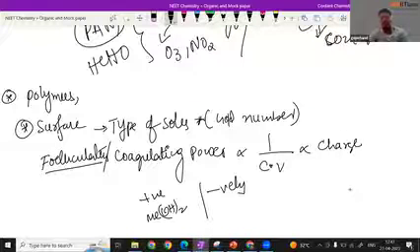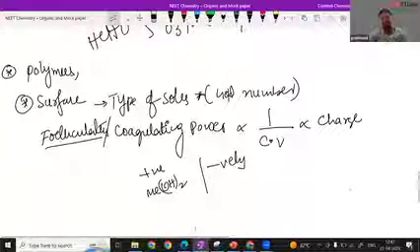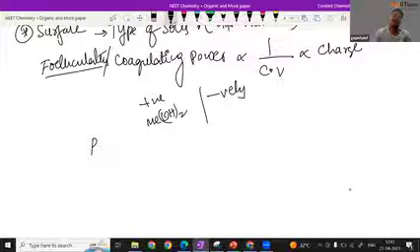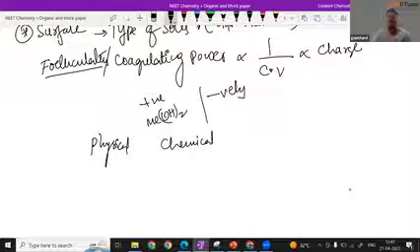Okay, so this is another one. Next, adsorption. What is the difference between physical adsorption and chemical adsorption? Where there is a strong force of attraction and where there is a weak force of attraction, how the graph will proceed, and which is a single layer and which is multi-layer. Okay, this is another important thing.